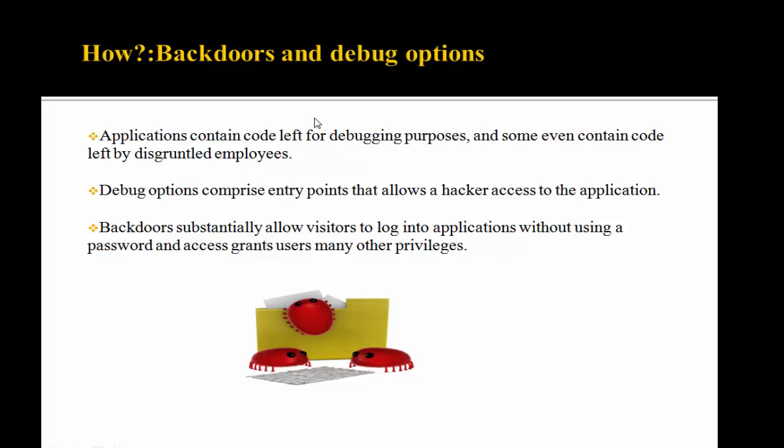In debug options, applications contain code that was left for debugging purposes, and some even contain code left by employees that can take advantage. Debug options comprise entry points that allow hackers to access the application. So we need to either deactivate the debug options or close the backdoors.